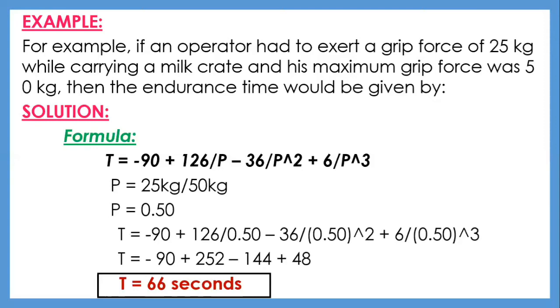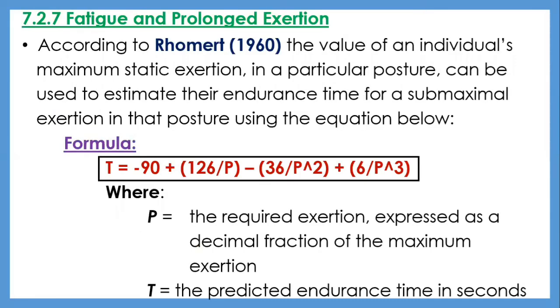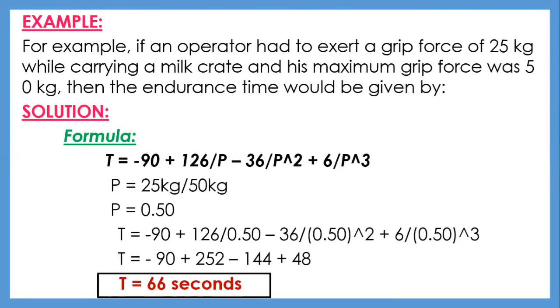And simply, since we already have the value of our P, all we need to do is to plug in this value to our formula. And plugging in this value, we get an answer of 66 seconds. And this is our predicted endurance time in seconds, okay? So this is how we calculate the predicted endurance time.